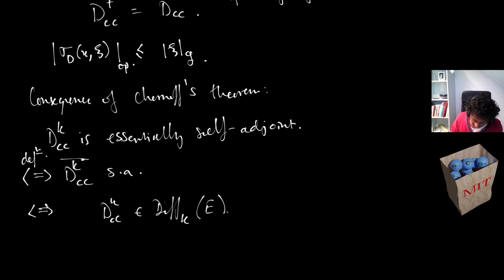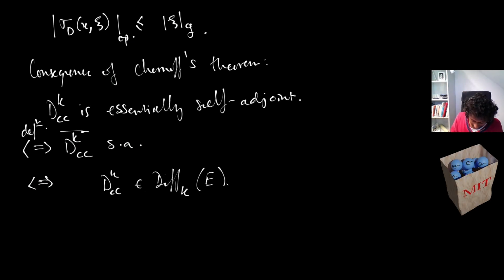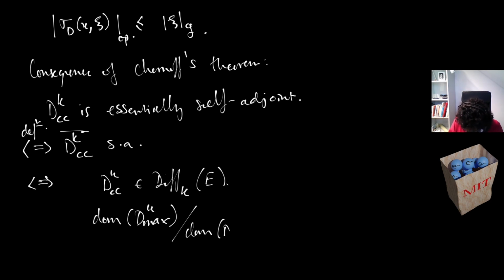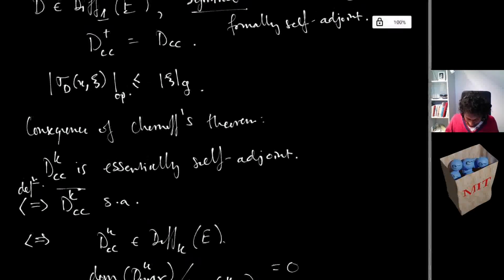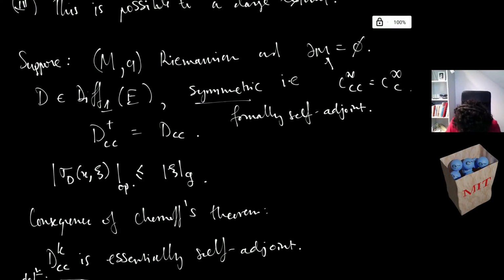It's again symmetric, that's not hard to verify, but what we are saying when we say that it is self-adjoint is actually that dom D max, dom D_k max, mod out dom D_k min, is 0. Okay? If you're essentially self-adjoint, that's what it means. So, the main thing here, sorry, complete Riemannian. That was the point of all of this.